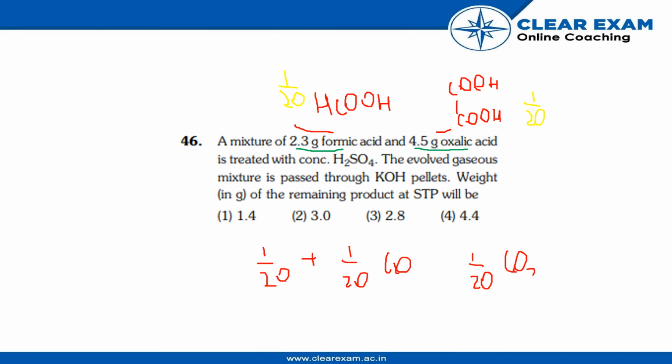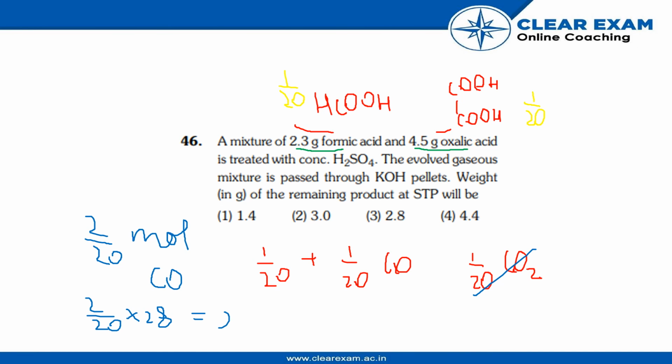But passing through KOH, we would only have CO remaining with us. So the CO2 would cancel out because of KOH. So 2 by 20 moles of CO gas. And this would weigh 2 by 20 into 28, that is 2.8 grams, which is the third option.